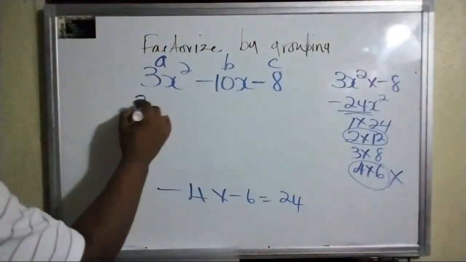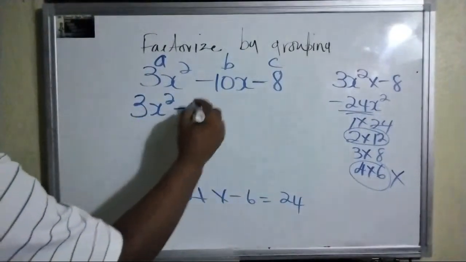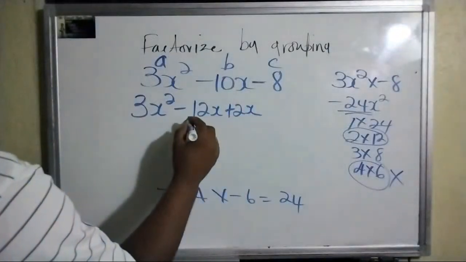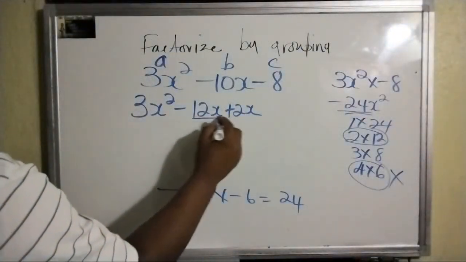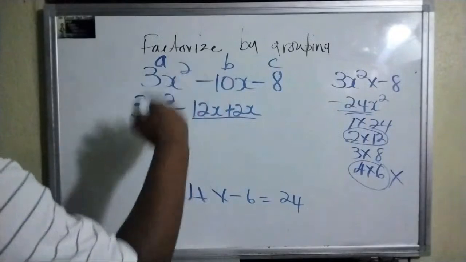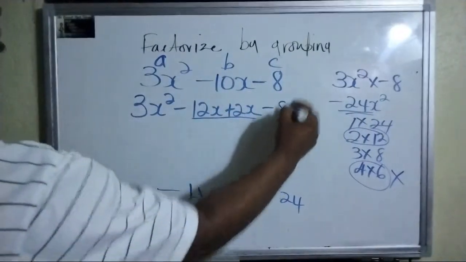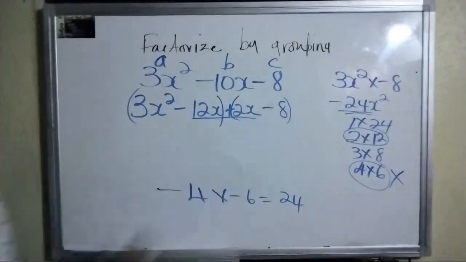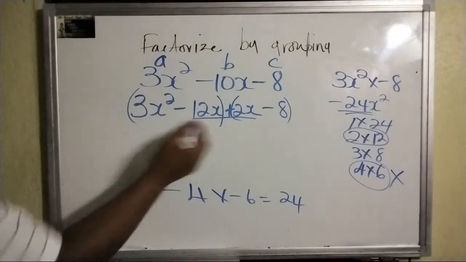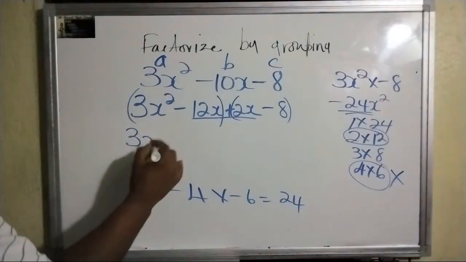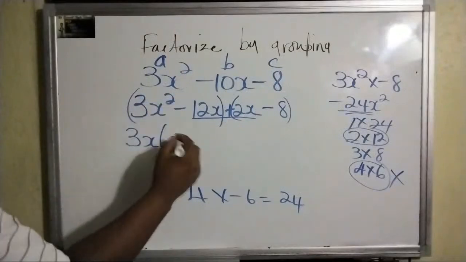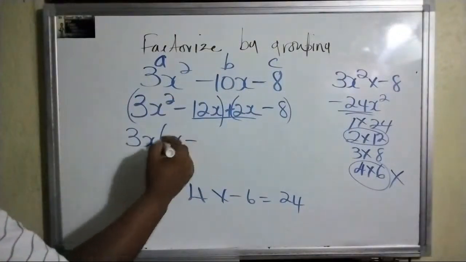So we must get negative in the middle. So that's minus 12x plus 2x. Notice the 12 is bigger, so I put the negative on the 12, right? And that means we're going to subtract. Alright? And then now we can factorize. The highest number that can go into 3 and 12 is 3. x is also common, so we take out the x. And then we say 3x into that leaves x, minus 3x into that leaves 4.